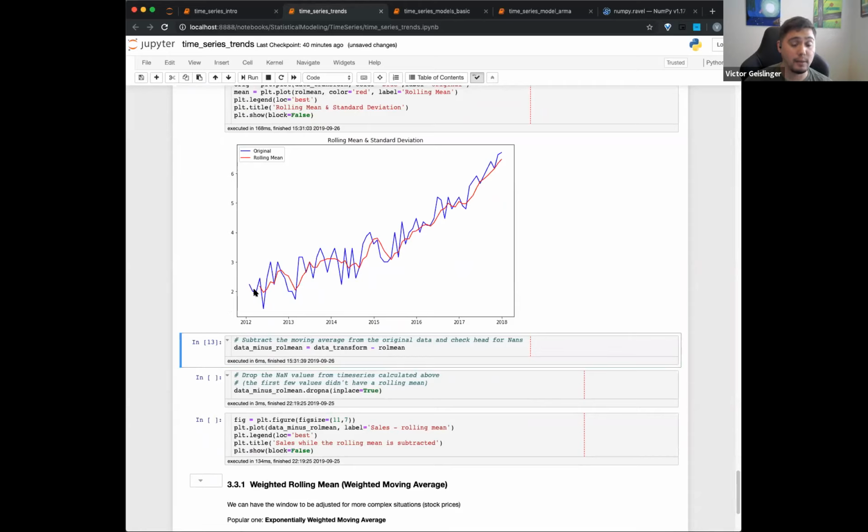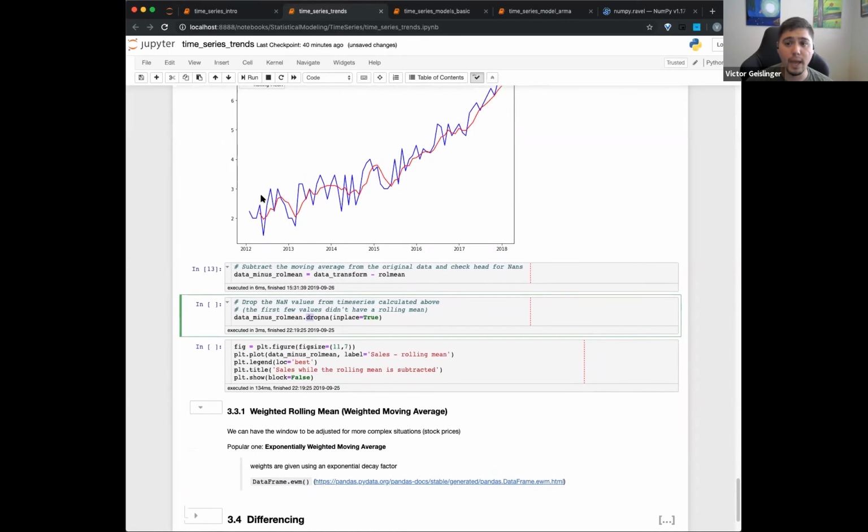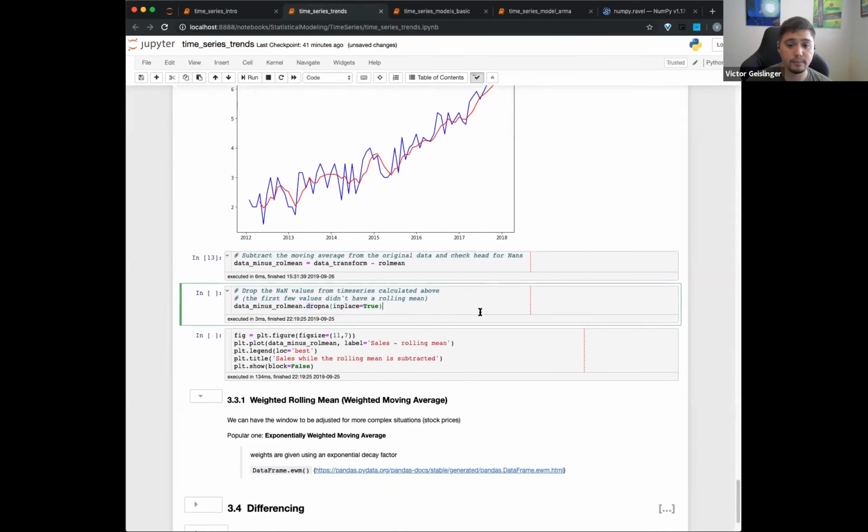Also note, however, this will produce some NaNs, right? So not a number, because for this first one right here, we don't have a rolling mean. So if we do minus nothing, it's basically going to say, oh, that's not a number. So we're going to drop those NaNs. Essentially we're sacrificing this earlier stuff, that way we can make sure we have a full data set. Okay. So we have this, and now we can actually plot this out.